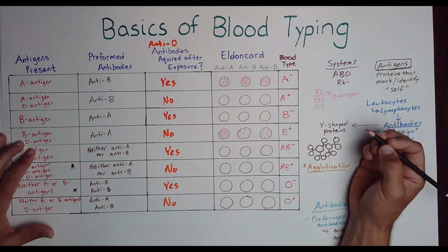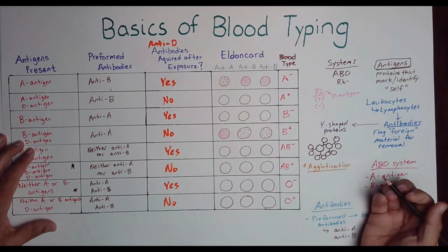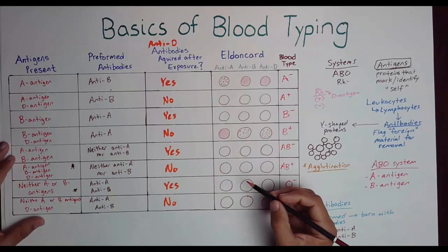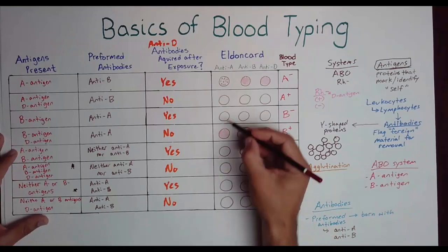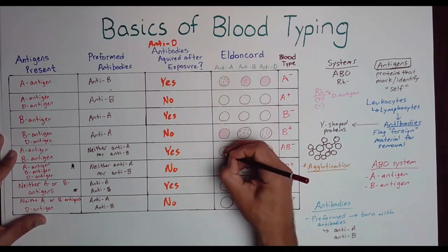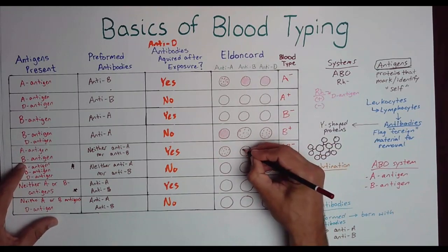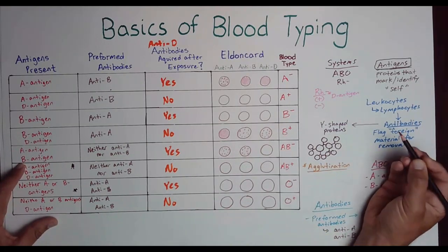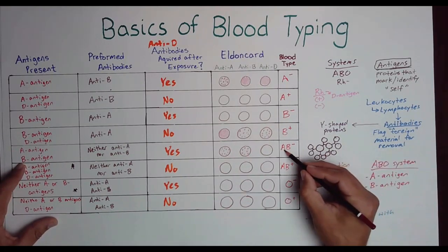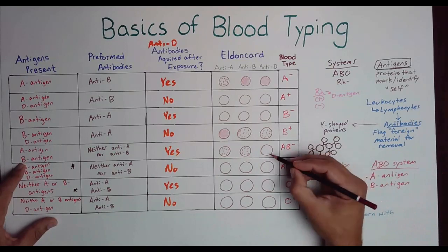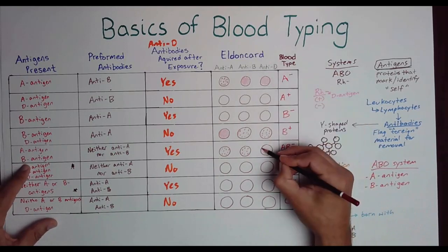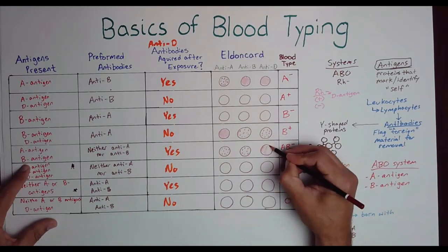Let's do another one. Let's do AB negative. Hopefully you're starting to get the hang of this. If they have the A antigen and it goes onto an anti-A, then what do we see? Agglutination. If it goes onto the anti-B and they have the B antigen, what do we see? Agglutination. With an AB negative blood, it does not have the D antigen. So the anti-D does not agglutinate.